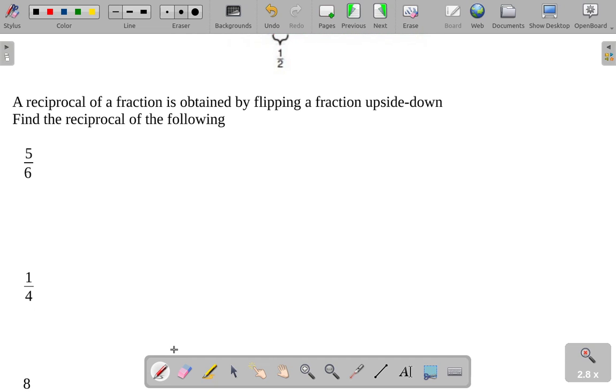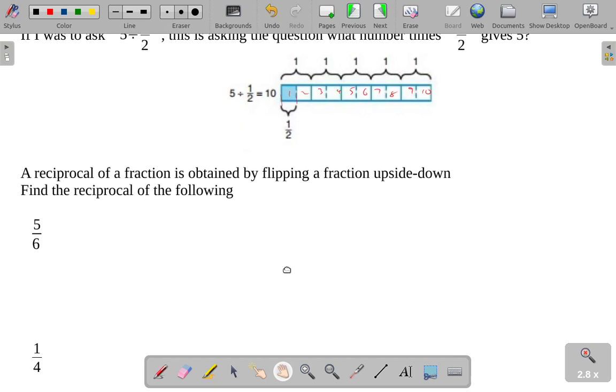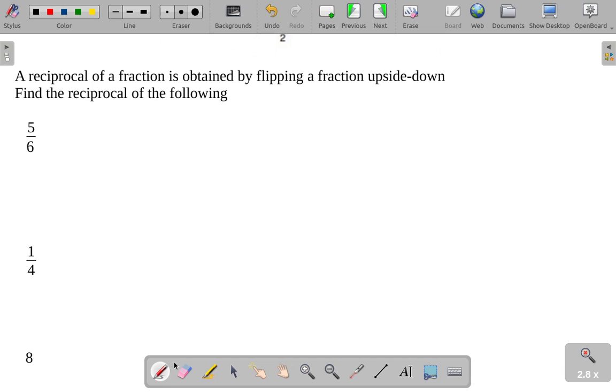Most people, if you took somebody who wasn't studying fractions, or maybe it had been a while since they'd been in their math class, and you said, what's 5 divided by 1/2, they'd probably think of this as 5 divided by 2. Of course, that's not the same thing as 5 divided by 1/2. So that's what I'm just trying to draw your attention to there.